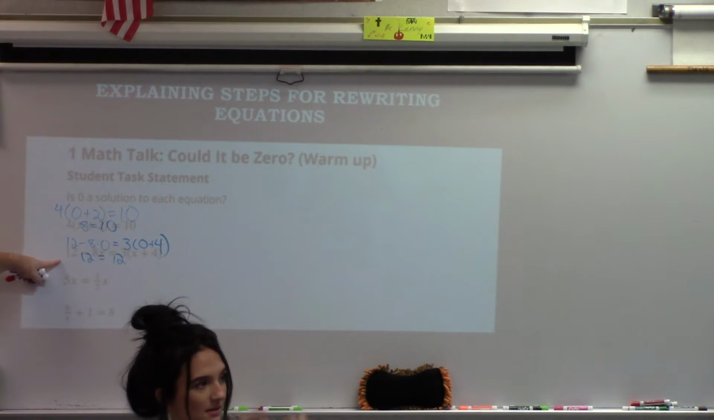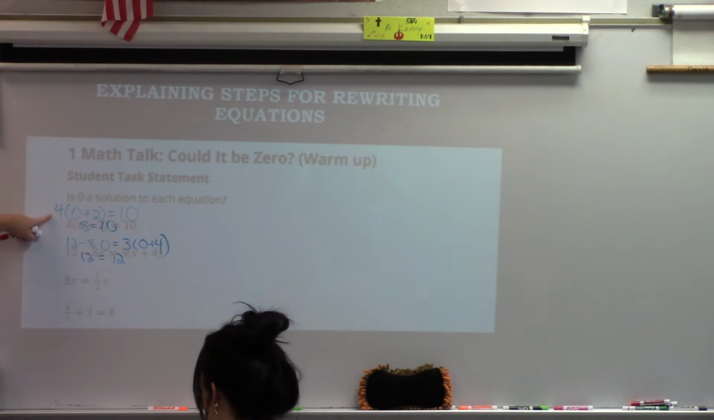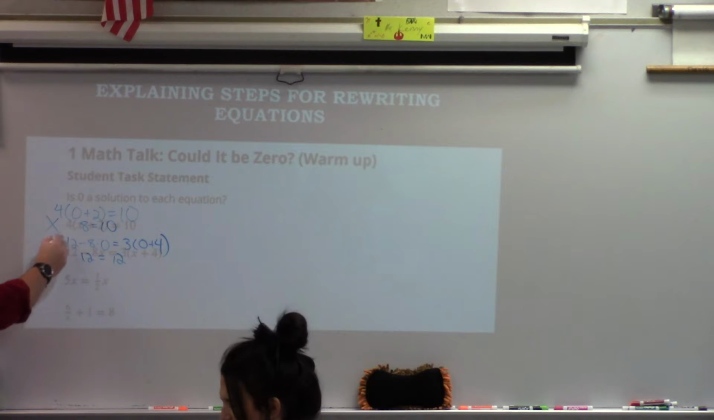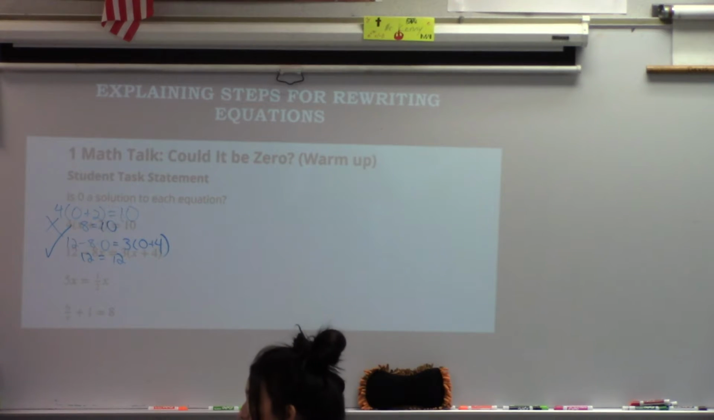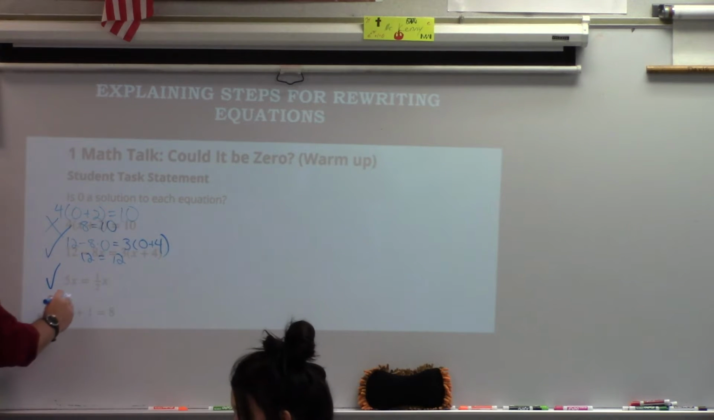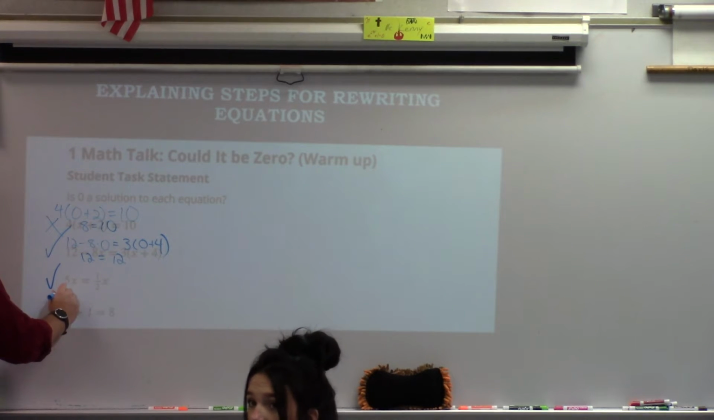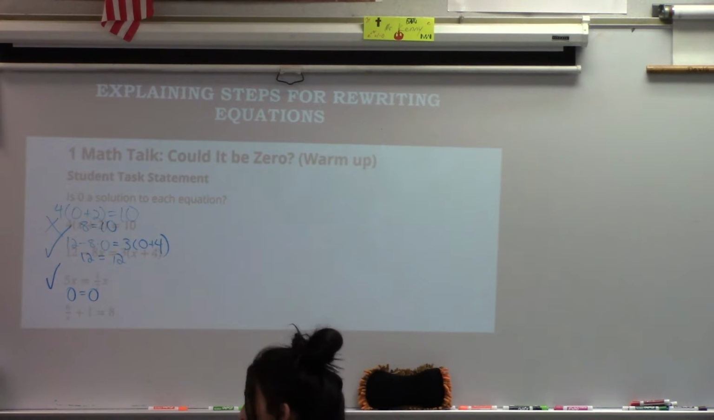Jaden thinks that 0 is not a solution. Why not? Oh, for the first one it's not a solution. Is it for the second one? Yes, 12. Okay, what about the third one? Oh, 0 equals 0. And this last one, anyone know about the last one?